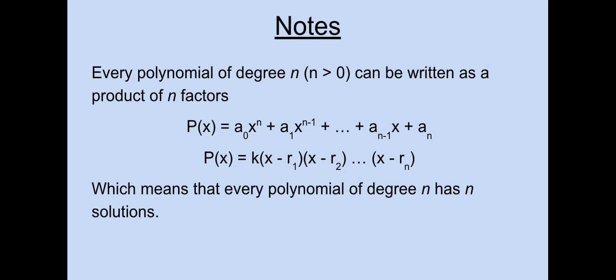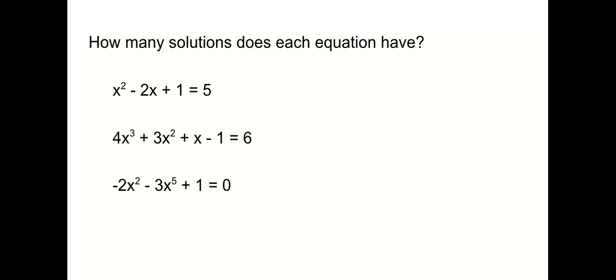So let's do a few problems here. How many solutions does each of these equations have? They're all polynomials because they all have powers that are integers. The first one's a quadratic. It has a power of 2, so that means there are 2 solutions. Again, I'm not sure if they're real, complex, or doubled, but there are 2. This one has a power of 3, so there are 3 solutions.